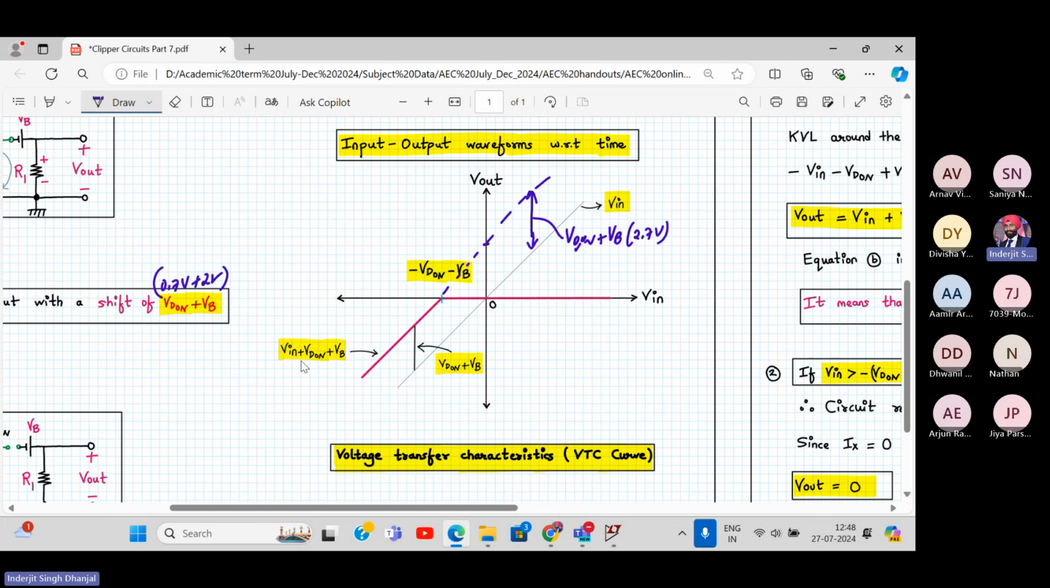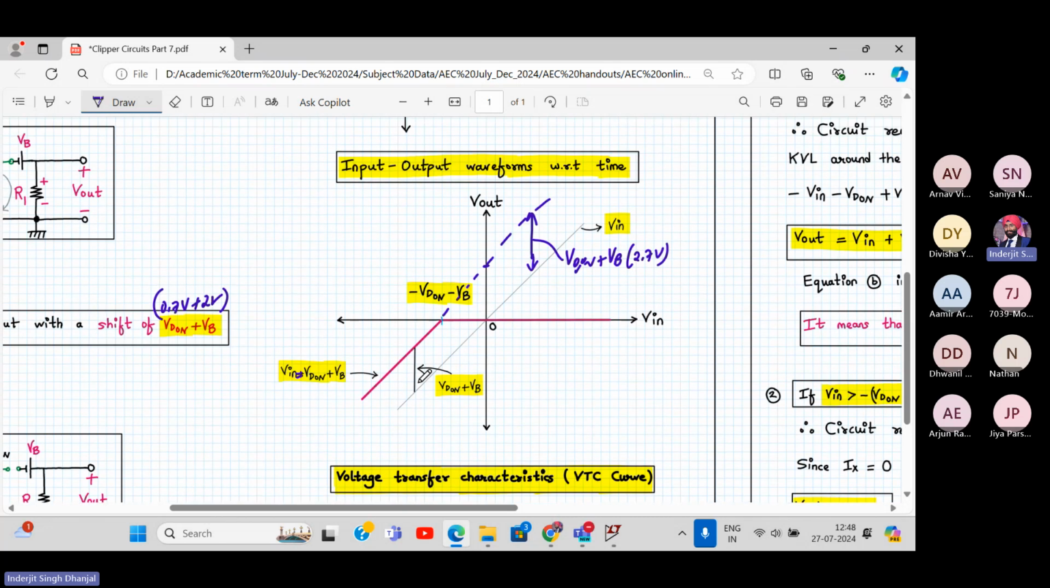So this is V in equal to VD on plus VP line. Okay, I hope it is clear now. So what is my level now over here? What will be the level over here? If V in is less than minus 2.7. So this is that 2.7 volt, minus 2.7. If V in is greater than minus 2.7, so here it is on. Diode is on over here.